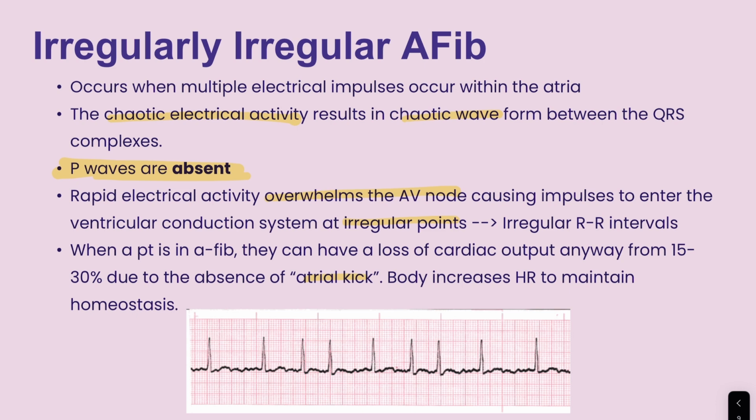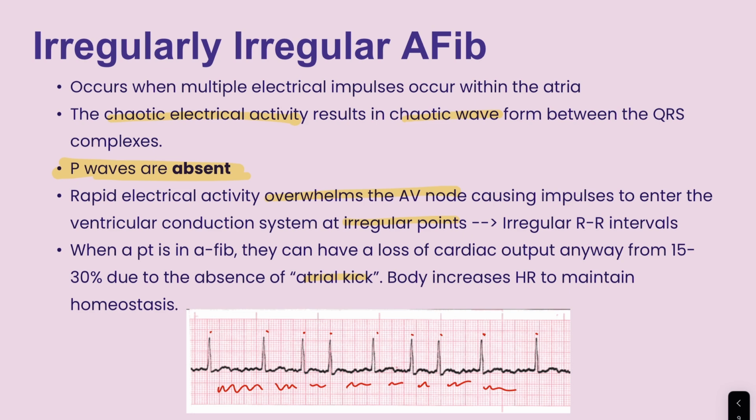The body increases heart rate to maintain homeostasis. Lots of things clinically that we can talk about at another time. So when you get this rhythm strip, I want you to see your R to R is irregularly irregular. There is no pattern to these R-to-R intervals. And then we've got this squiggly line going on for our baseline rhythm. Remember, think of those kindergartners.